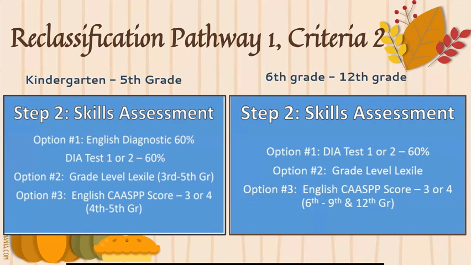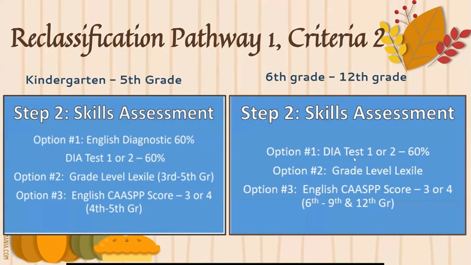And so I'll go over what that indicates in just a minute. And then option 3 is that they receive for the English CASP a score of a 3 or a 4 for grades 4 through 5th grade. If you look over to 6th grade through 12th, the skill sets are a little different.